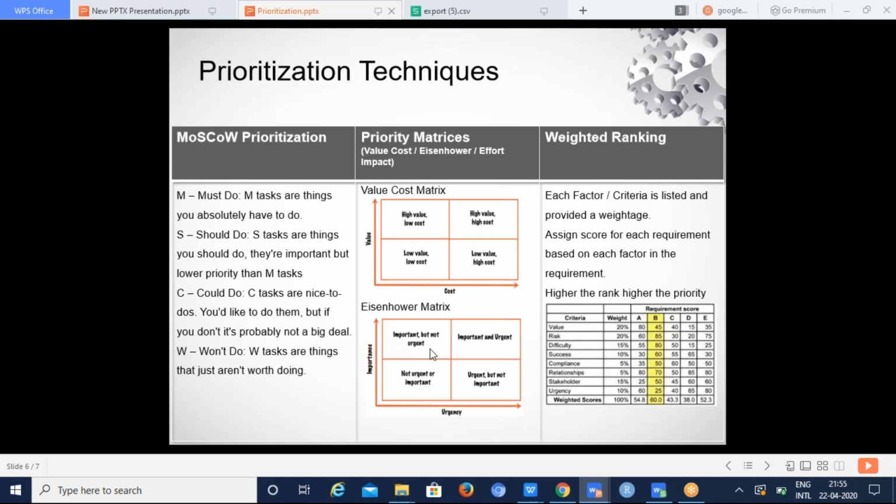Again, the first quadrant, what I would prioritize are the requirements that are important and urgent. The second thing I would consider is the requirements which are important but not urgent. The third thing I would consider is urgent but not important. And the final thing is not urgent nor important. So I can work on those requirements leisurely.